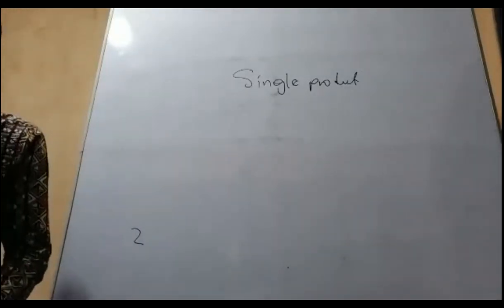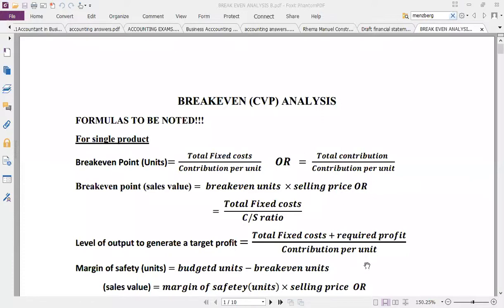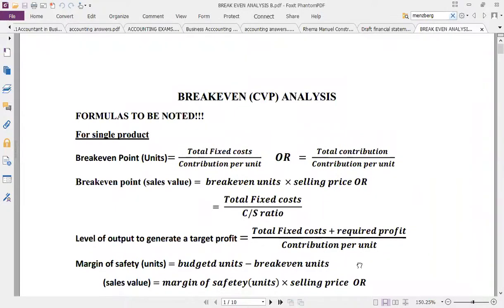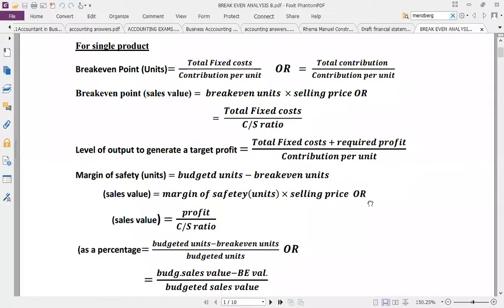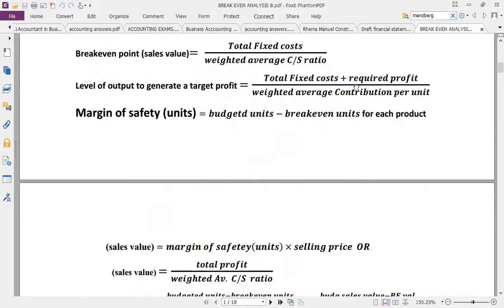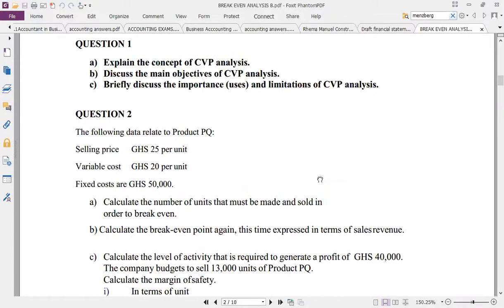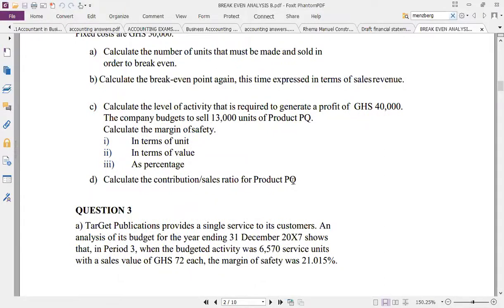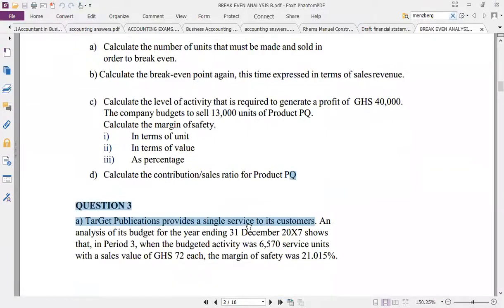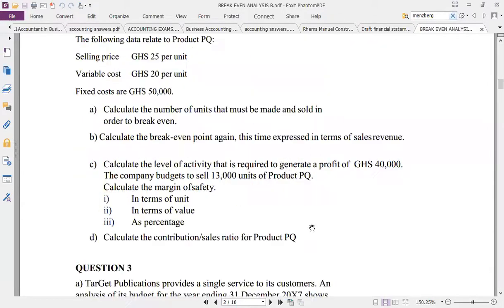Now let's come through the first question. Can we go through and familiarize yourself with all the formulas? So we are still looking at the single product. Questions 1 and 2 are yours. I will go through question 2 and question 3. Okay, let's see question 2.